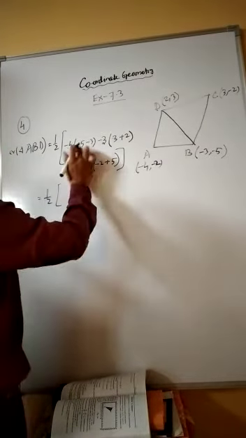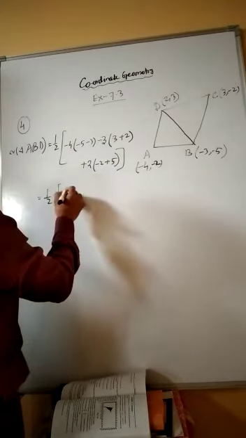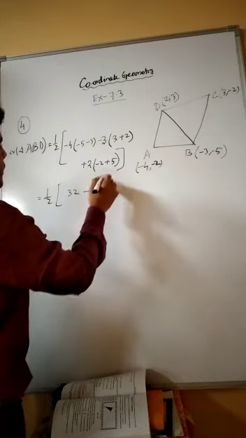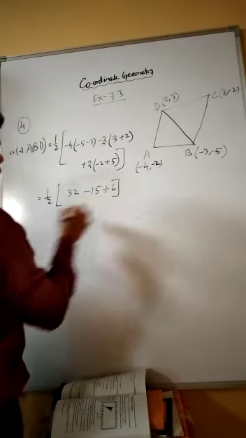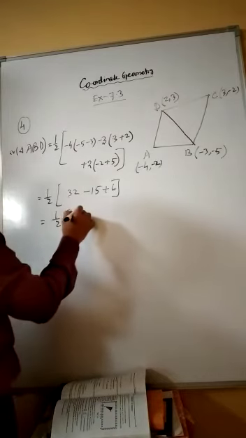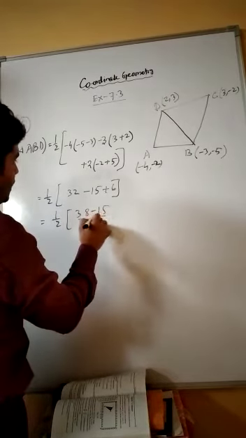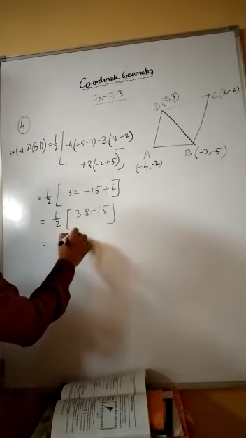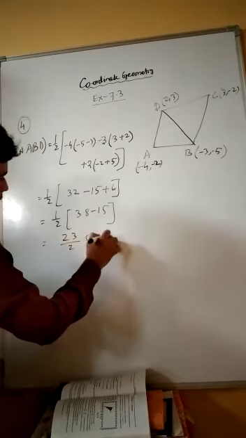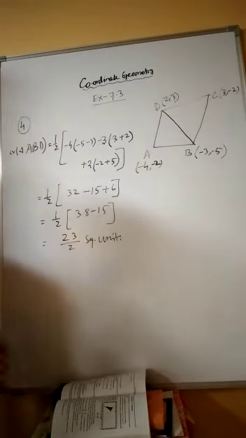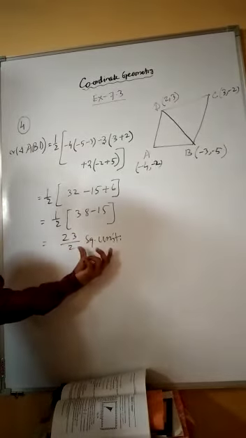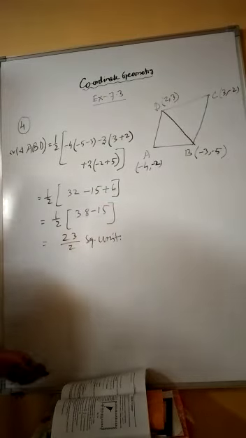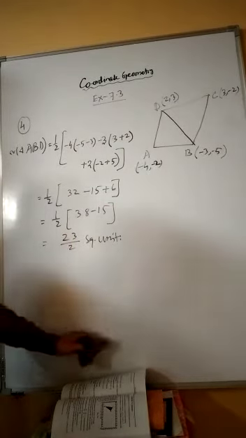So minus 8, 32, and then this will be minus 15, and then this will be plus 6. So half of that is 38 minus 15 by 2, that is 23 by 2. I am writing here square unit. As it is area, you write it down. Unit is not given, but you write it down here, square unit.